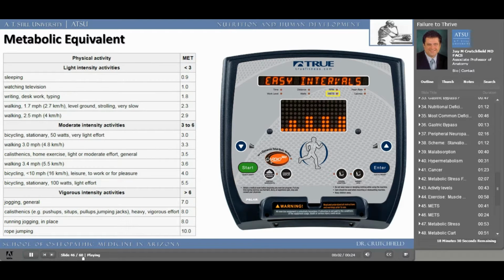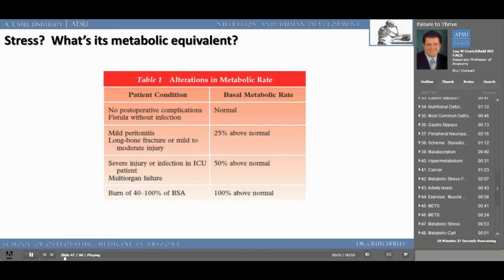Let's take a look at some other metabolic equivalents. Note that sleeping is a 0.9. Watching television is 1.0, meaning that you're not really burning any calories. Writing, typing at a desk, 1.8. Walking up to 3 miles an hour is about 3.3. And of course, jumping rope is 10.0, 10 METs an hour. That's pretty significant. So how does all of this equate to our patient who's sick and lying in bed?